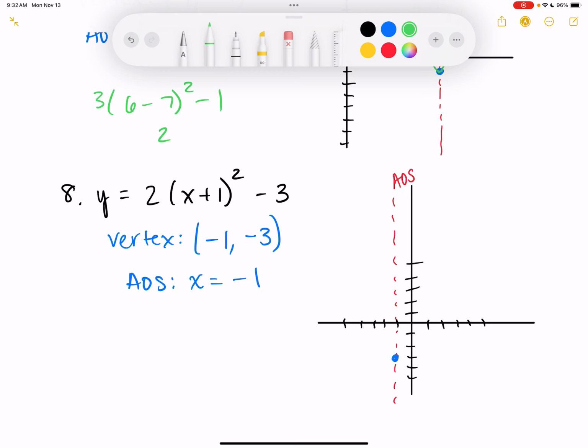So if I plug in 0, I would have 2 times 0 plus 1 squared minus 3. And so that's 1 squared is just 1, times 2 is 2, minus 3 is -1. So that means that at 0, I have a point there. It's 1 away on this side, so also 1 away on this side, I have a point. Cannot connect the dots today, apparently. And you have your parabola.